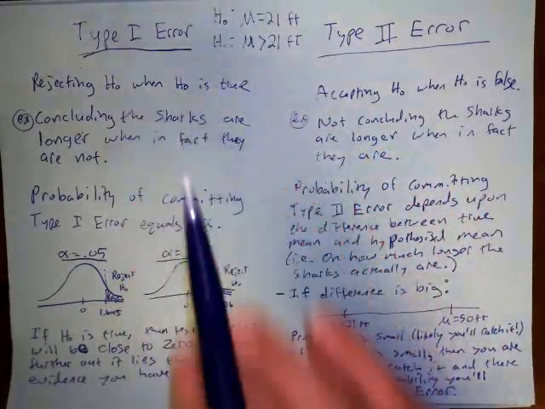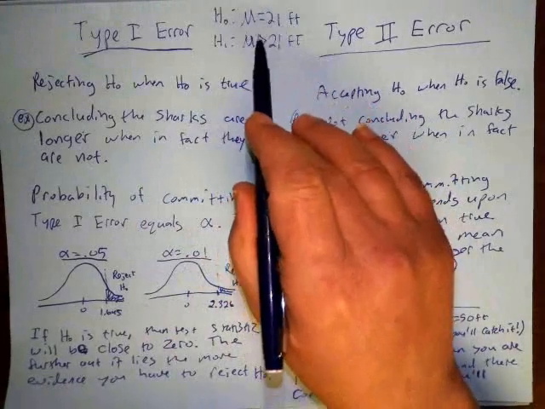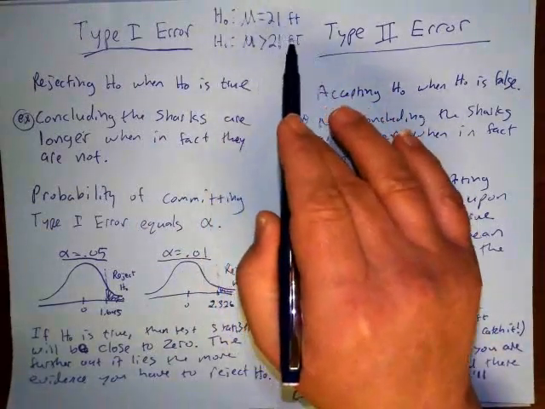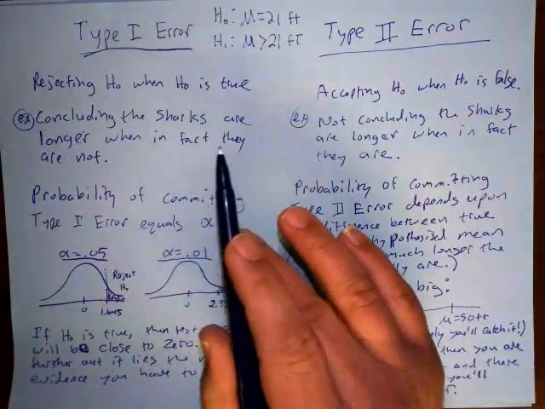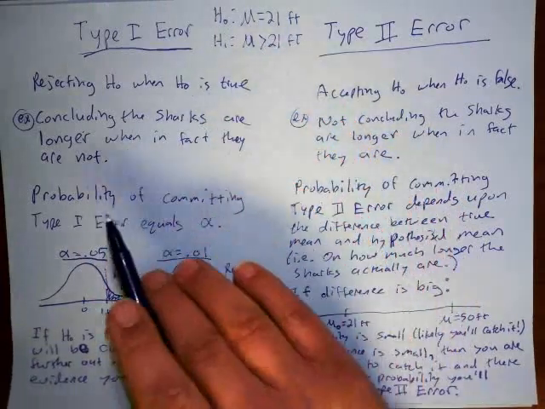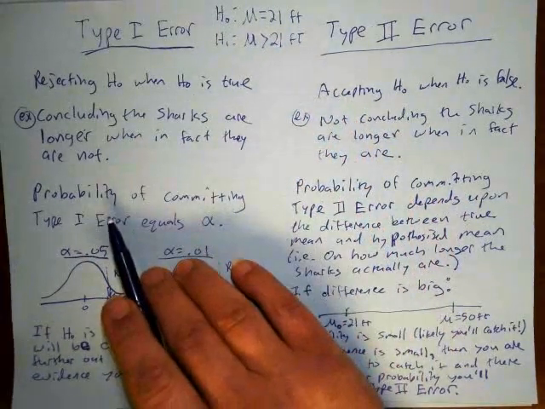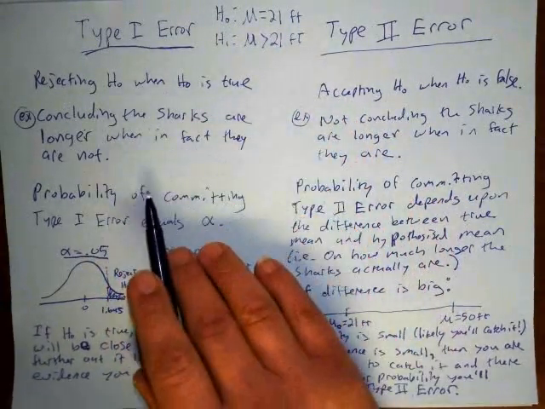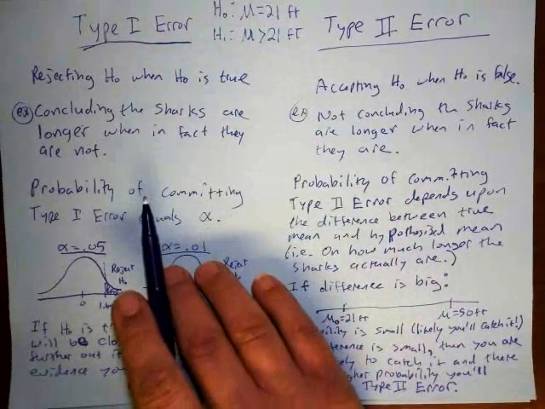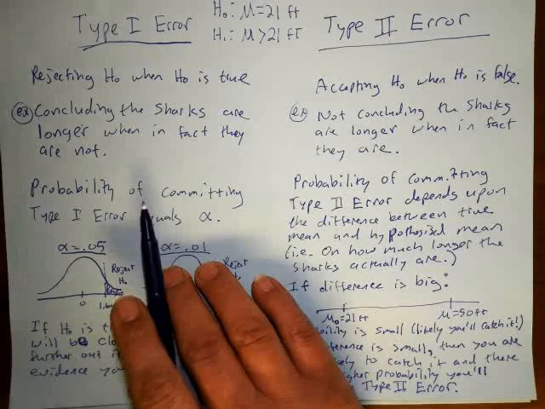So the type 1 error is rejecting H0 when H0 is really true. So you're rejecting H0, concluding the alternative, when H0 is really true. So this would be concluding that the sharks are longer when in fact they're not. Okay? That would be the example in this test of what the type 1 error would be. Concluding that the sharks are longer when in fact they're really not.